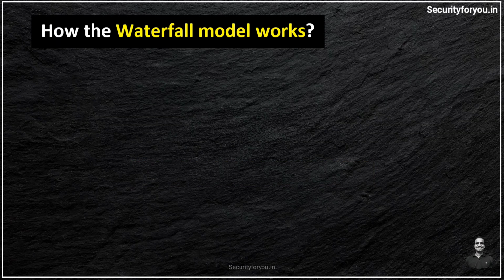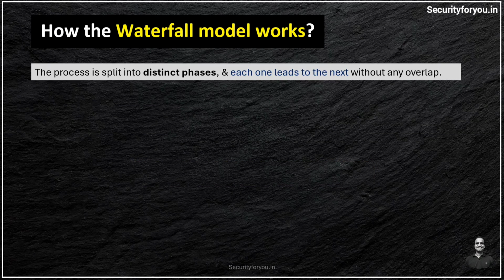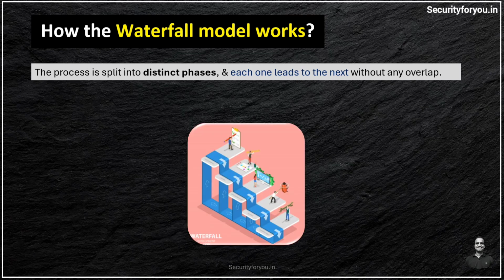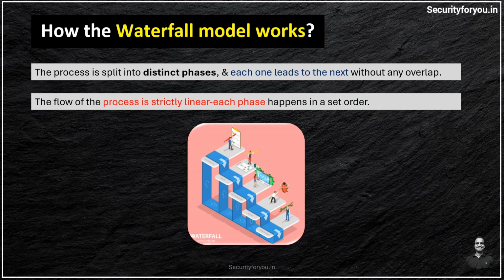Now let's talk about how the waterfall model works. The process is split into different phases and each one leads to the next without any overlap. The flow of the process is strictly linear. Each phase happens in a set order with no room to go back once a phase is completed.